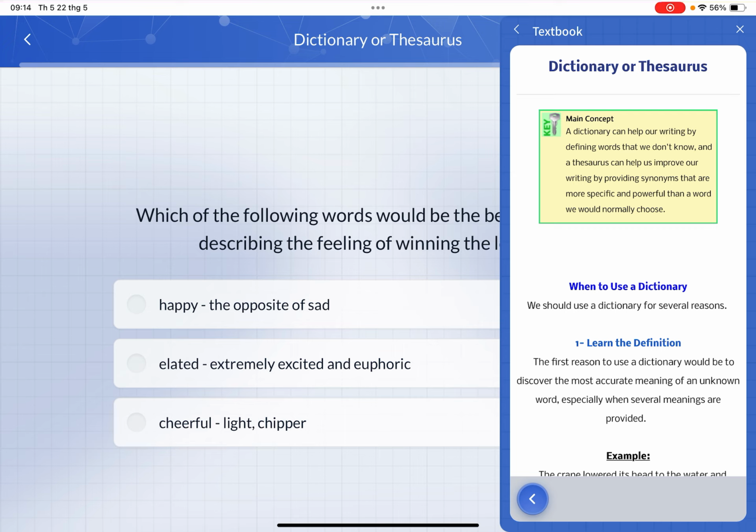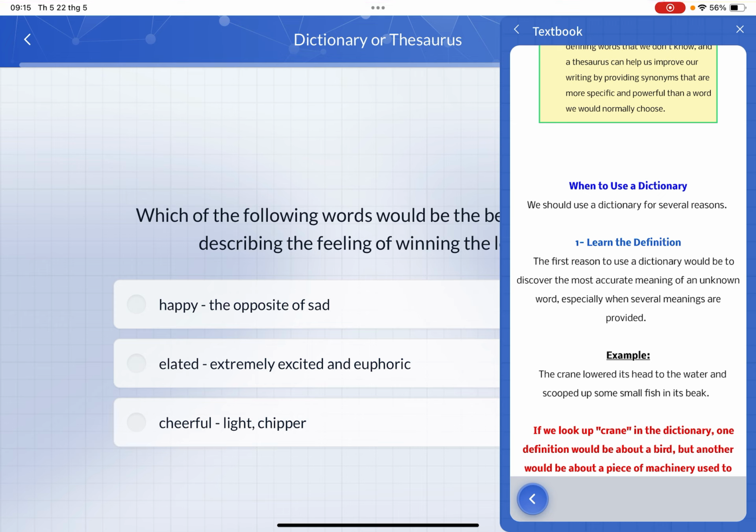A dictionary can help our writing by defining words that we don't know, or help us understand the definition when we're reading something and we don't know that word. And a thesaurus can help us improve our writing by providing synonyms that are more specific and more powerful, that just fit better than a word we would normally choose.